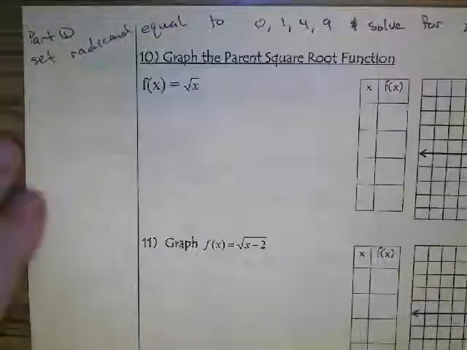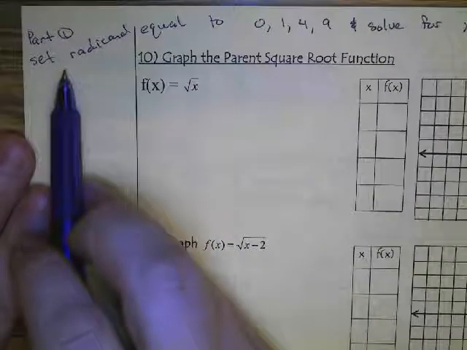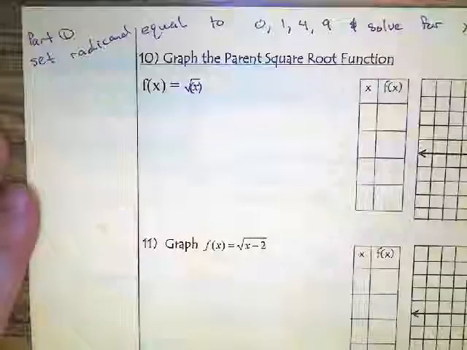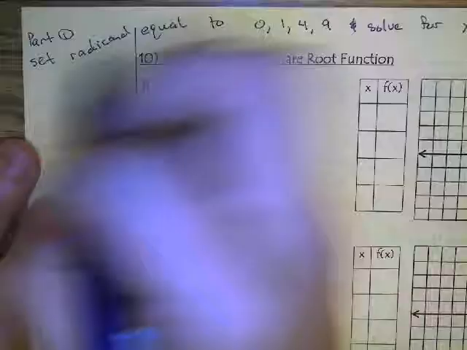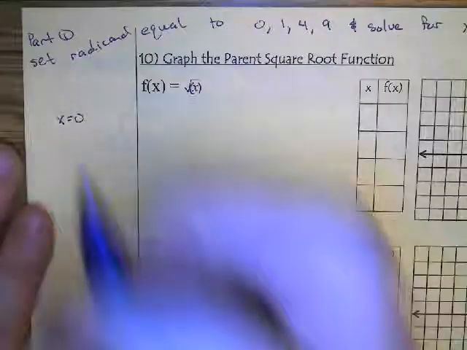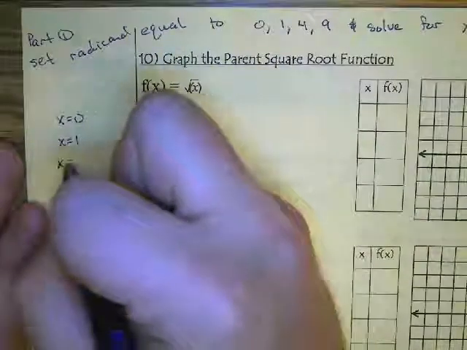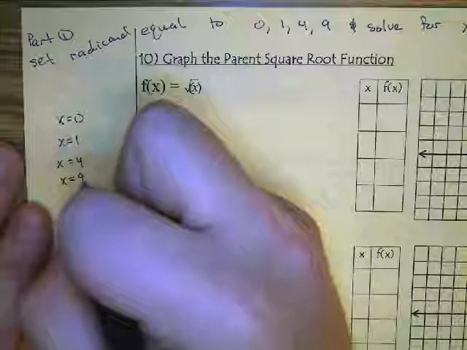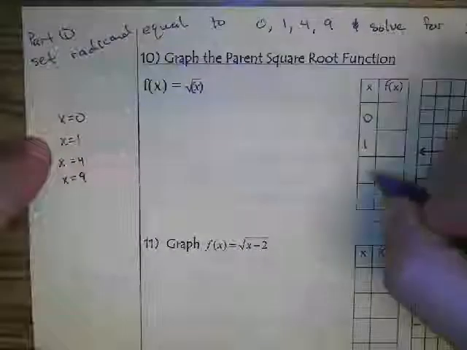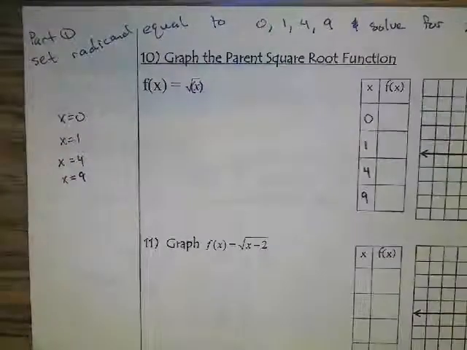So let me do that. So first, part 1 is to set my radicand equal to these values. So remember my radicand right here is just x. This one's very straightforward. So I'll go x equals 0. I'm done now. I have solved for x. x equals 1, x equals 4, x equals 9. So these are my perfect x values to plug in right there.